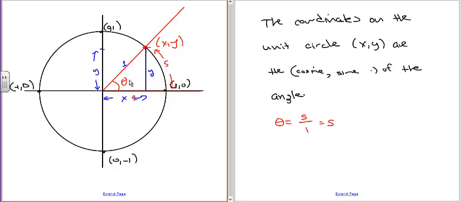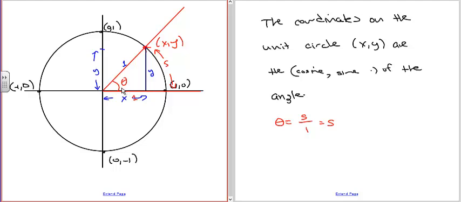So that's two things. One is the coordinates of the point on the unit circle associated with the intersection of the positive x-axis and a line that creates an angle. The coordinates are the cosine of the angle and the sine of the angle. Also, you can create this right triangle where the hypotenuse is always 1 and x and y vary depending upon this angle.